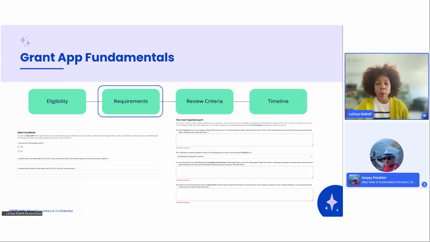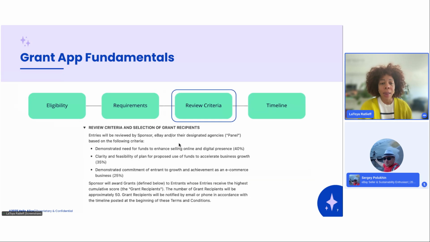This information, we do have a slide that's going to cover a really great example of narrative responses as well as how to use AI to improve it. So we'll dive a little bit more into that later. And then next, this is the review criteria. This is really, really important because this is actually how your applications are scored.